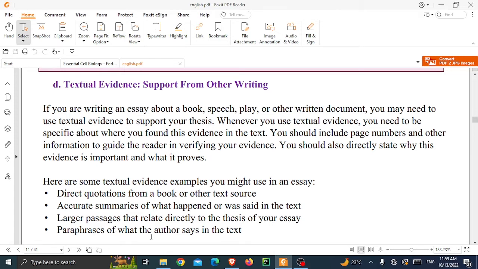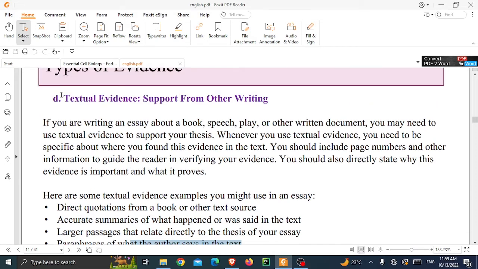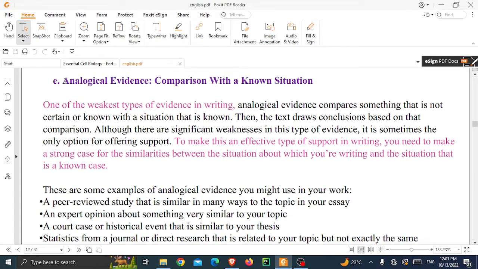in your essay. And like I said before, paraphrases of what an author says in a text, and that summarizes the whole textual type of evidence. We have the fifth or the sixth type of evidence, because I just lost count. Analogical evidence, which is comparison with a known situation.